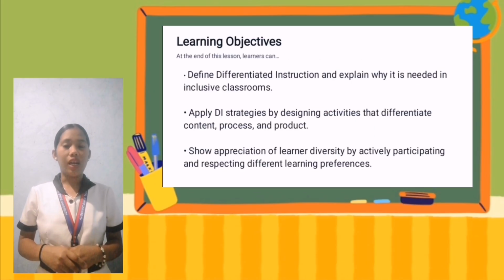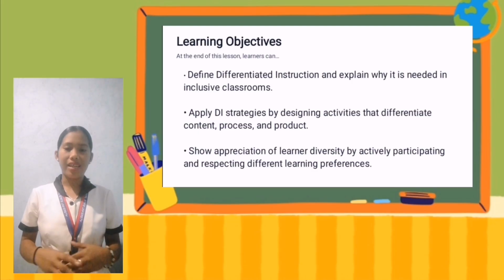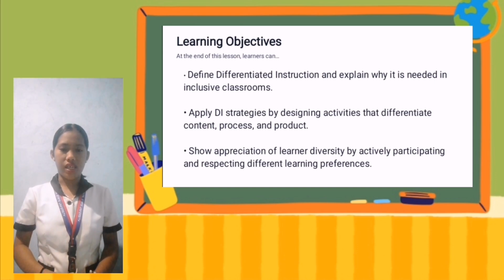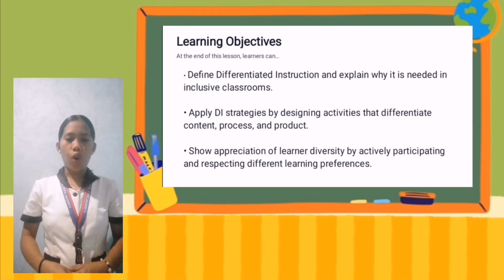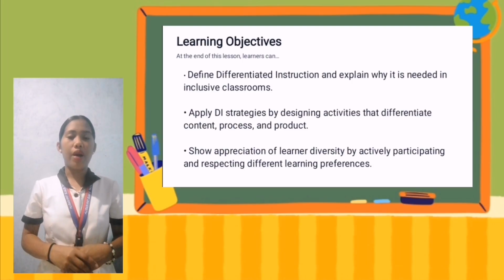My topic is all about instructional strategies for differentiation and UDL in practice. We include learning objectives. By the end of the lesson, you can define differentiated instruction and explain why it is needed in inclusive classrooms. Apply these strategies by designing activities that differentiate content, process, and product. Show appreciation of learning diversity by actively participating and respecting different learning preferences.